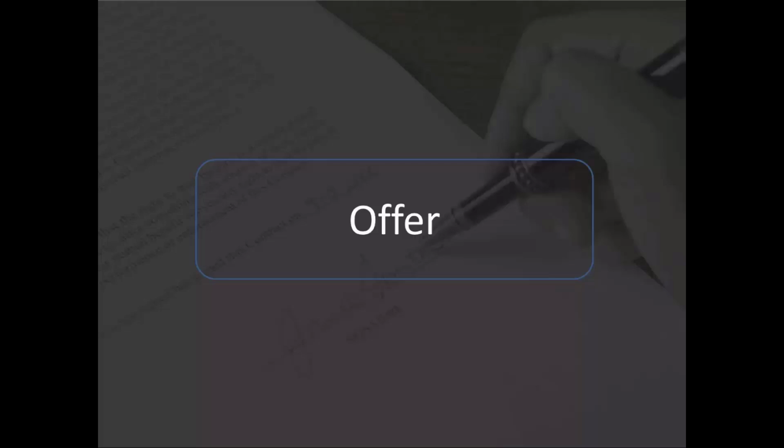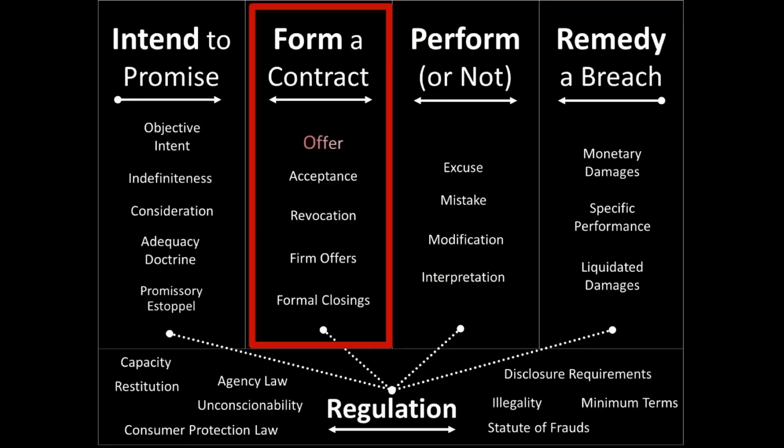This screencast lecture introduces our discussion of offer doctrine. In our graphical map of the course, an offer is the first stage in the process of contract formation. We know that contractual obligations are consensual.